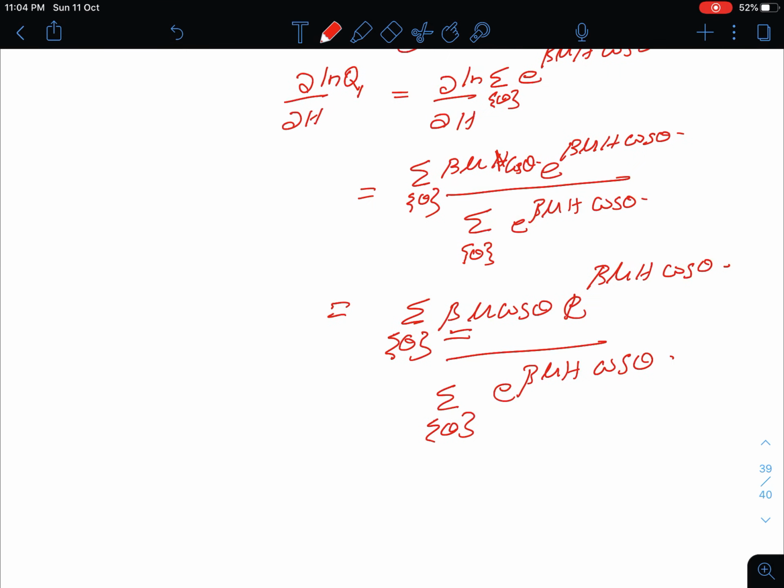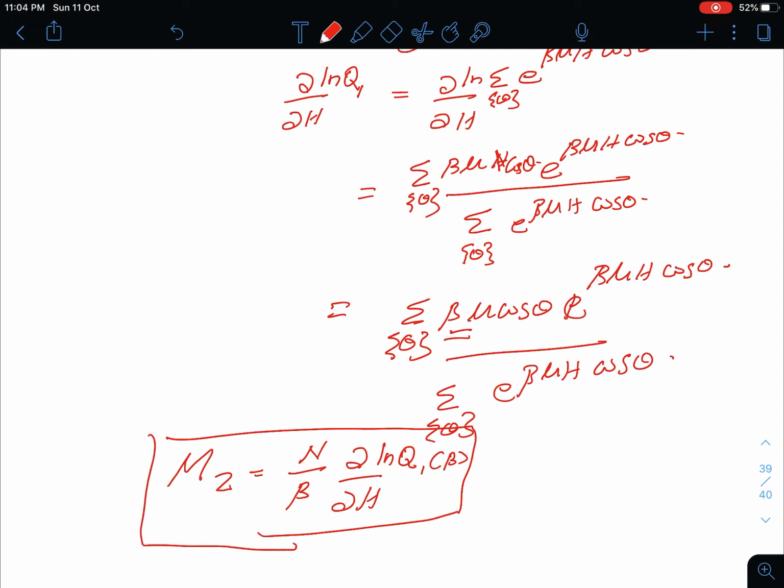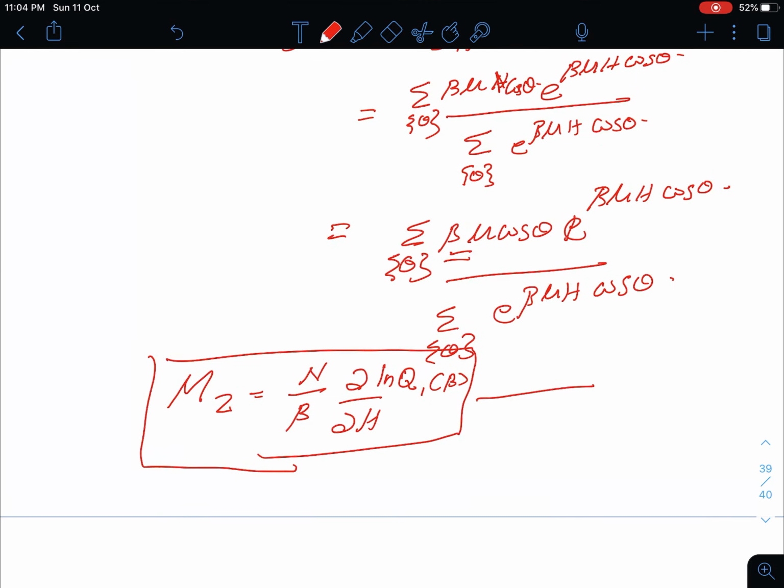So now I can write mz is equal to simply n by beta dou by dou h of ln q1 of beta. So this is the first step we should bear in mind. Okay, now we go to the classical picture. This is fundamental for everything. So this we have derived. This is true for both classical mechanics and quantum. We will be using the same result.